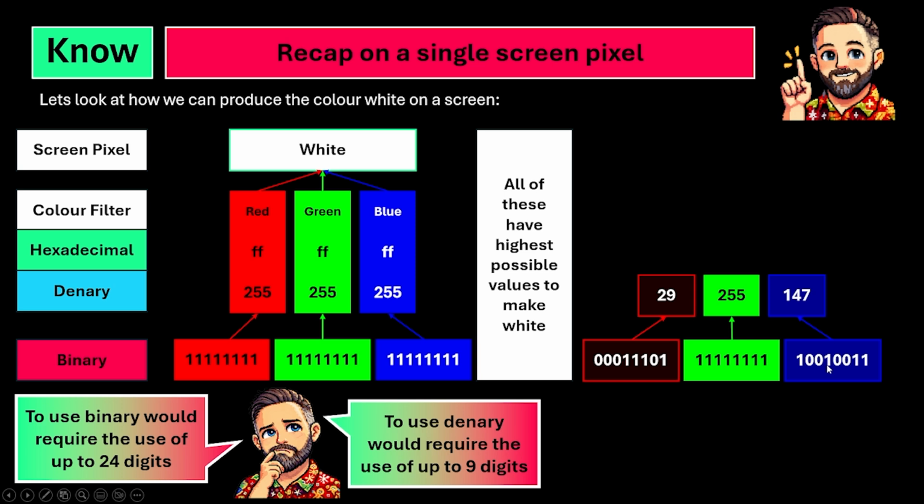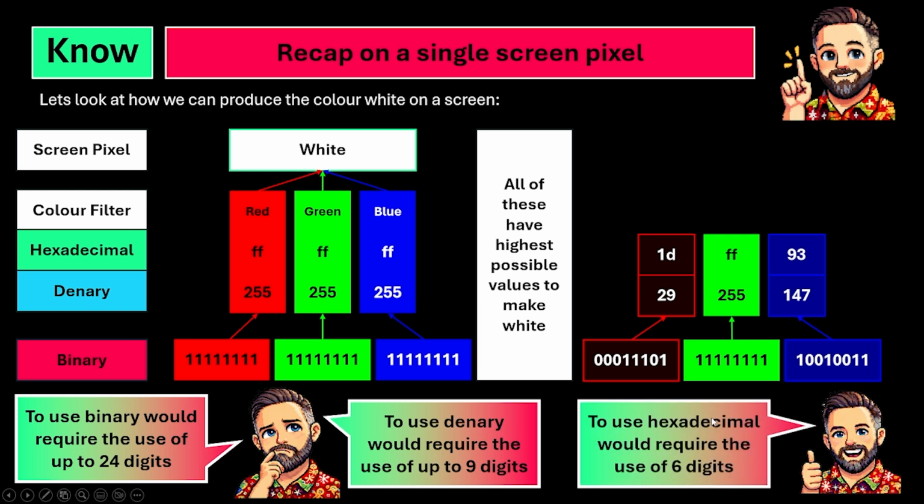Even to use denary still requires the use of 9 digits, and although that's a significant reduction, more than half of the 24 required to use binary, it still could be more efficient. We can do that by converting to hexadecimal, as this would require the use of only 6 digits. So we've got 1D FF93, and at the moment that seems really random, but as we'll see when we do the conversions, it does make a lot of sense.